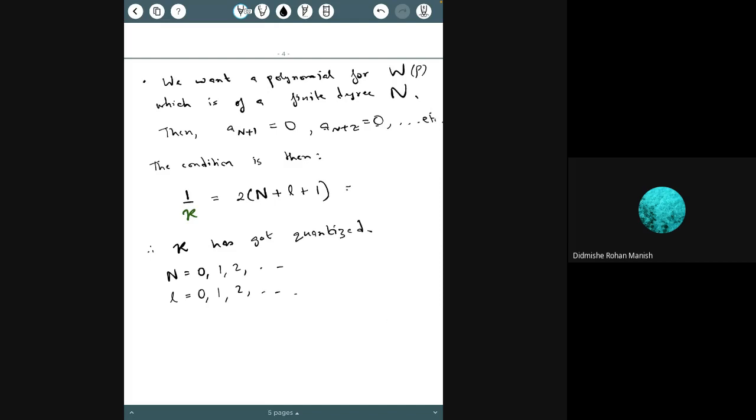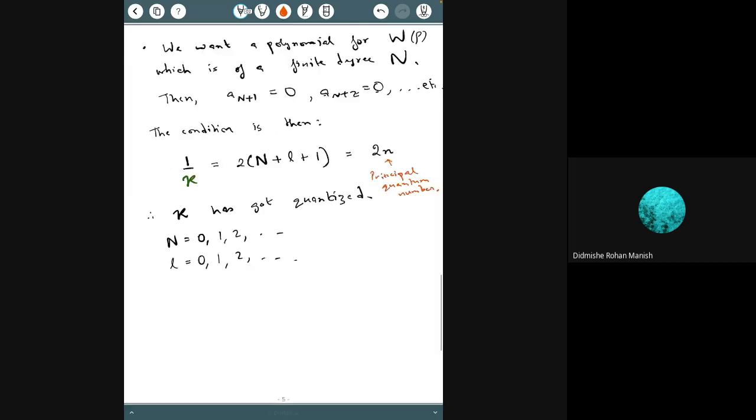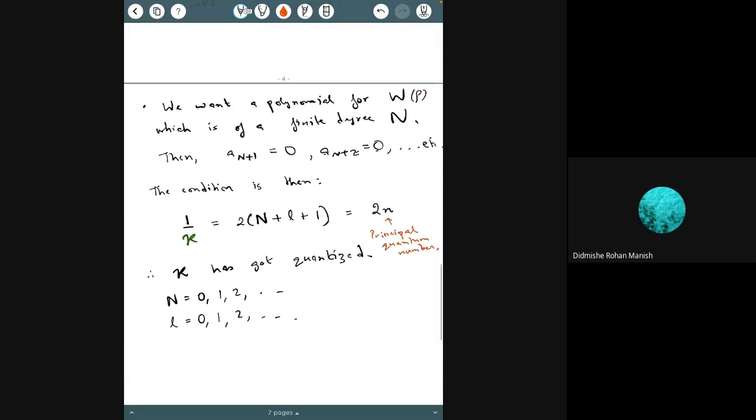And we can write this now as another integer if you like. N plus L plus 1 is also an integer, which we write as small n. And this small n is basically the principal quantum number, which we have learnt about before, even from Bohr's theory. And that is the number which is directly related to the energy which is present inside kappa. So small n decides the energy.